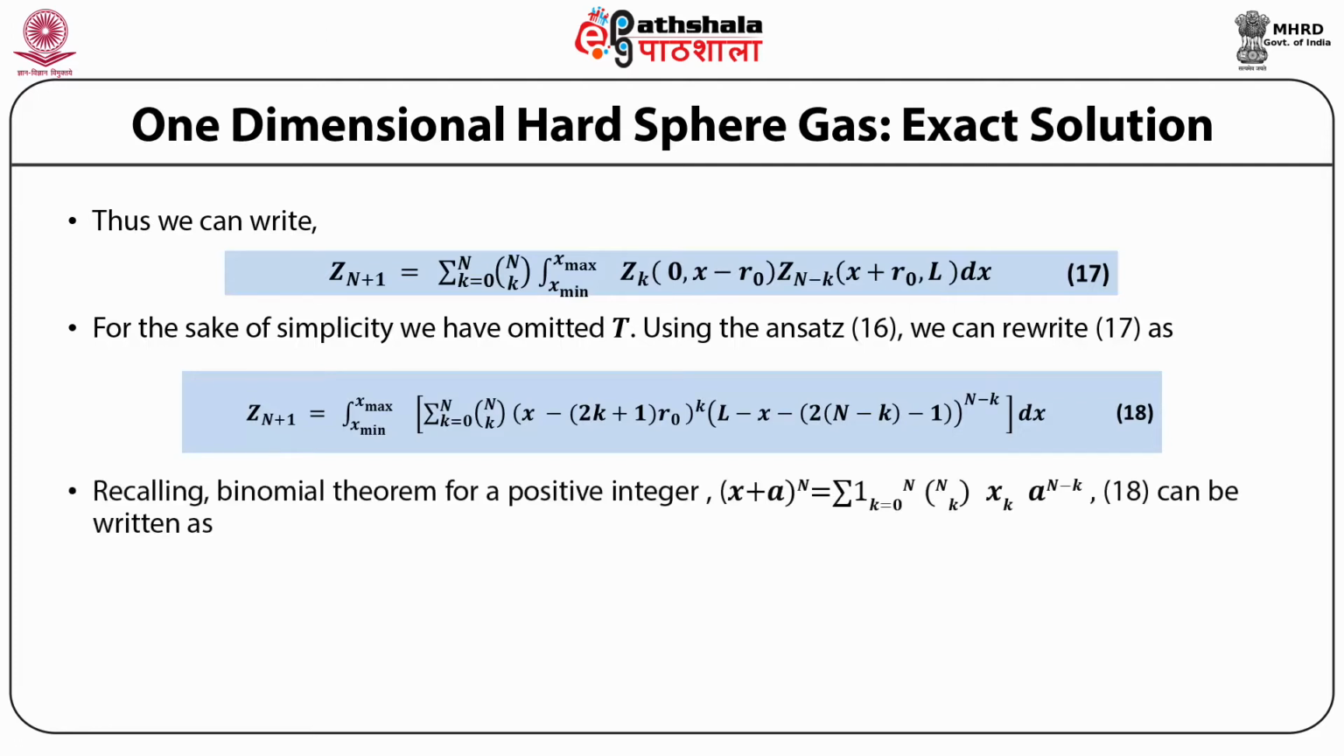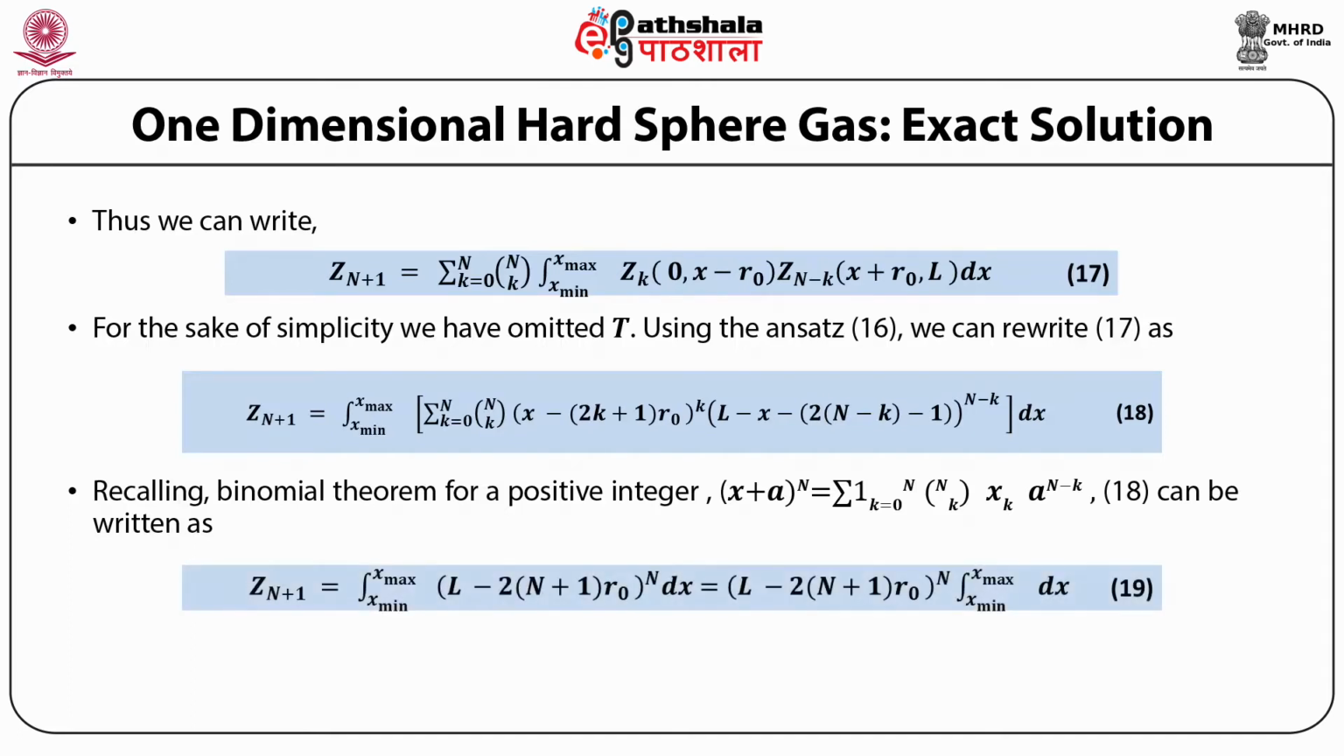Recalling binomial theorem for a positive integer, x plus a raised to power n is equal to summation over k is equal to 0 to n binomial coefficient nk x raised to power k a raised to n minus k, this can be written as Zn plus 1 is equal to integral from x minimum to x maximum over L minus 2 times n plus 1 r naught whole raised to power n dx, which is equal to L minus 2 n plus 1 r naught whole raised to power n multiplied by integral from x minimum to x maximum over dx.